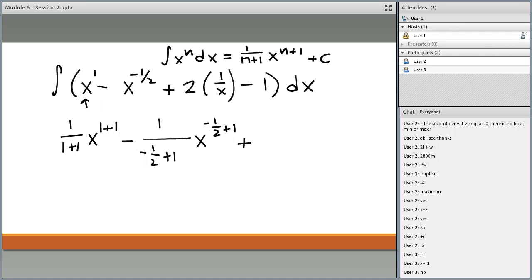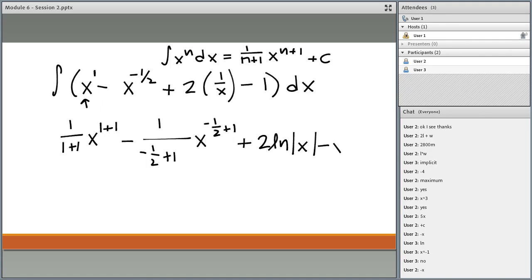And then the third term, I have 2 times 1 over x. So the 2 stays where it is, just like it would if we were taking a derivative. And the integral of 1 over x, this is where we get the natural log of the absolute value of x. And what about the minus 1? When I integrate that, what do I get? Or what did I take the derivative of to get negative 1? Very good, negative x, and now I will go ahead and add the constant that could have been there.